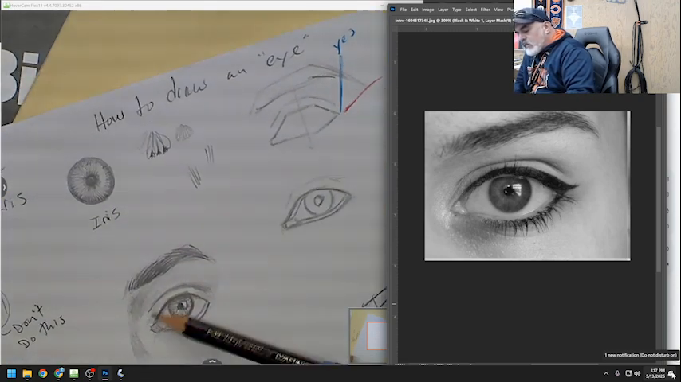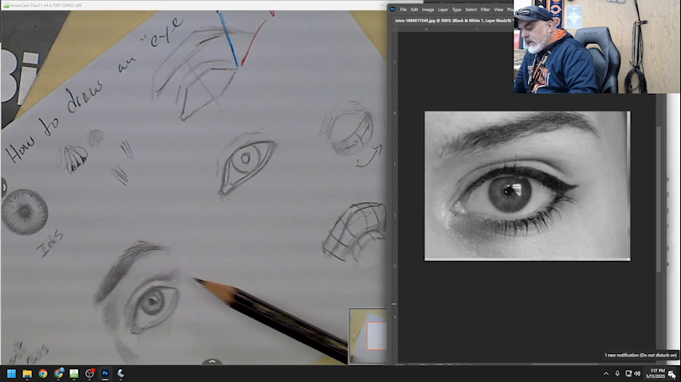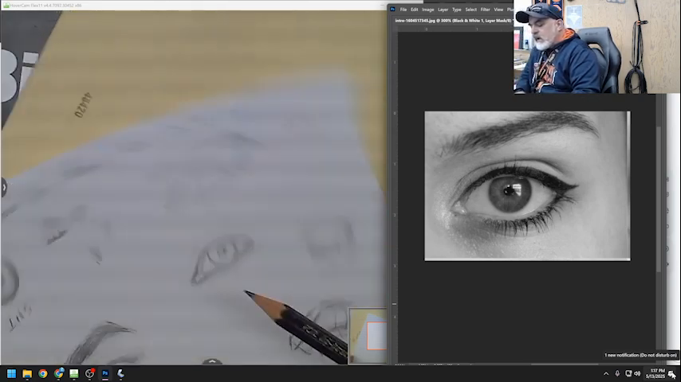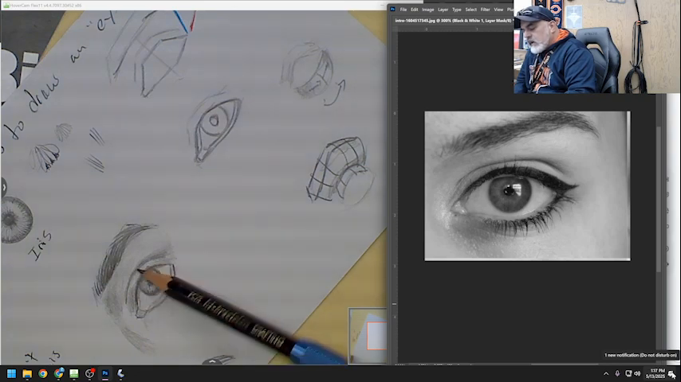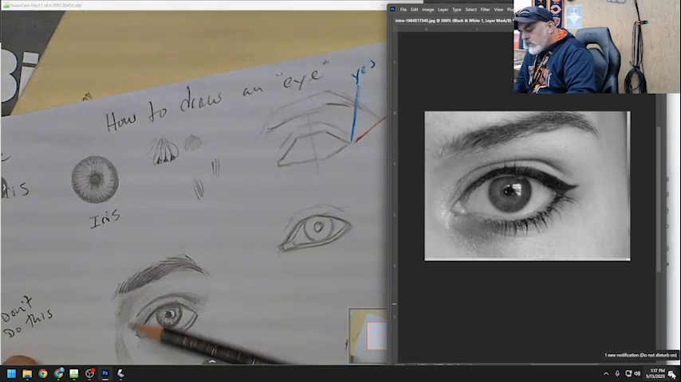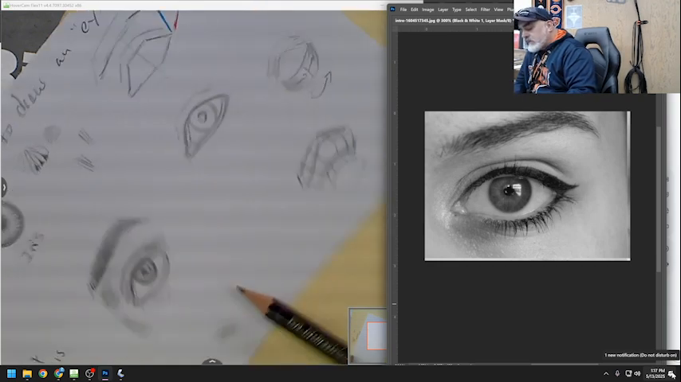I have a shadow on this side of the eyelid because it's wrapping, and then it hits the highlight, and then I have a shadow on this side and it goes into the highlight. And this is why we do our eyelashes last, because we want to see this.